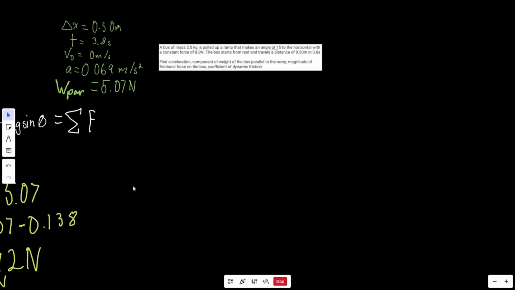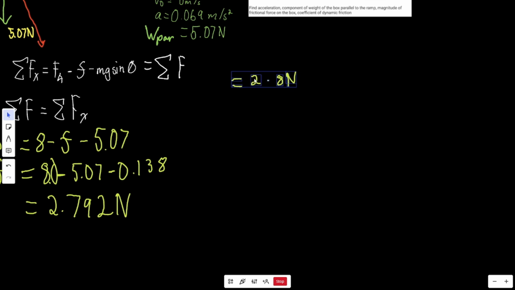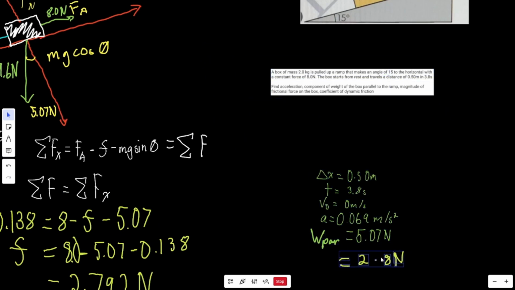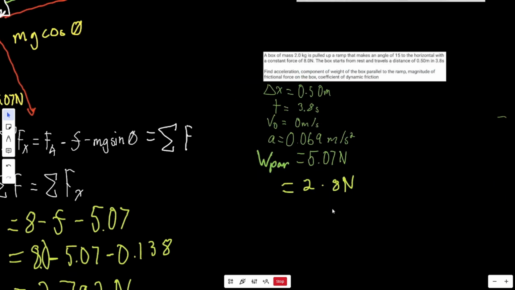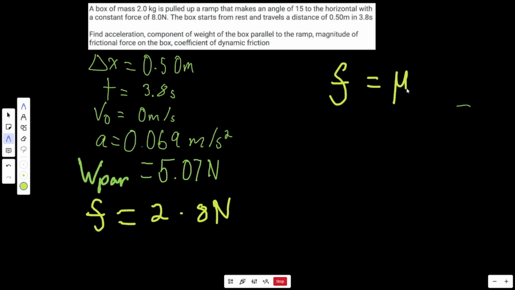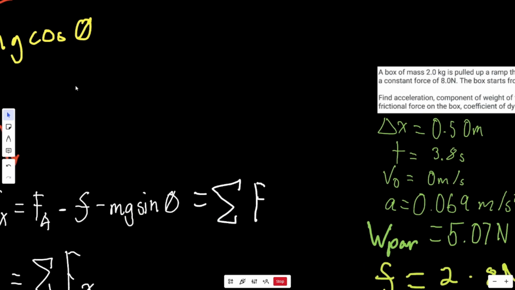Our final question here, wait, let's put our givens together again. Okay, so frictional force is given to us by this formula. Friction is equal to the coefficient of dynamic friction times the normal force. And we didn't solve for the normal force. So what do we do now? Well, we just go back to our definition of normal force.